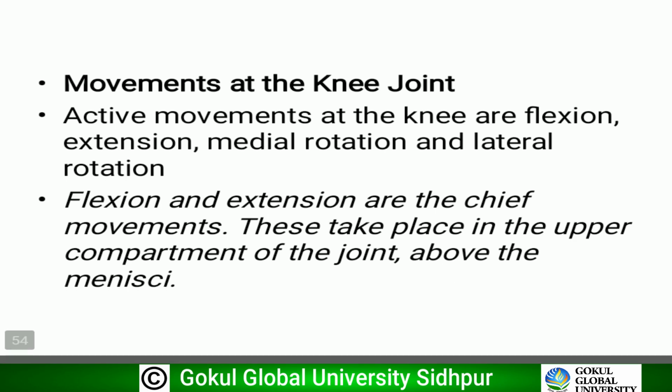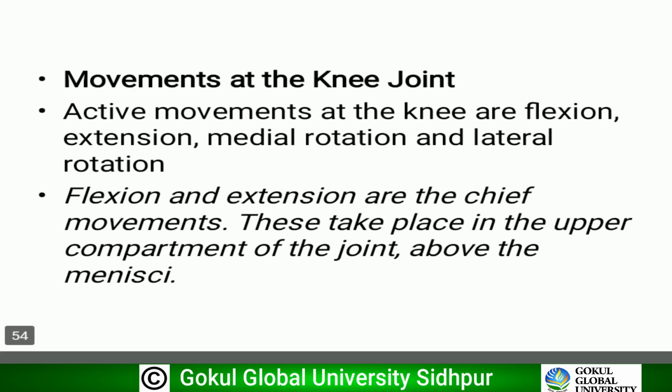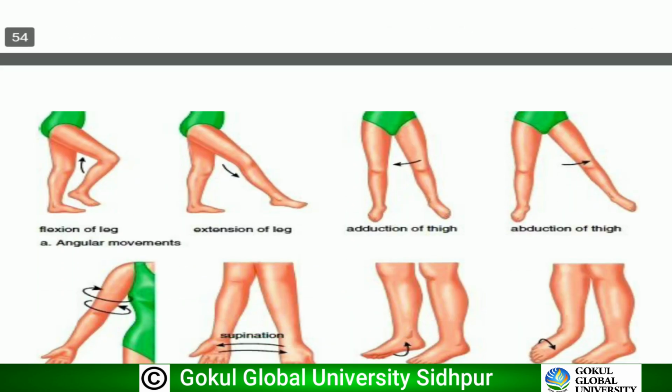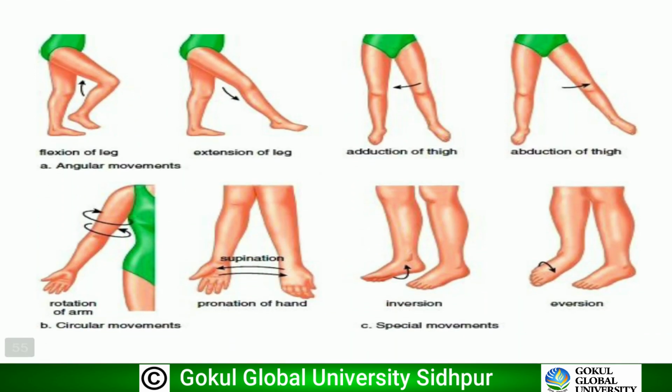Now, movements at the knee joint. Active movements at the knee are flexion, extension, medial rotation, and lateral rotation. Flexion and extension are the chief movements. These take place in the upper compartments of the joint above the menisci. This diagram shows the movements of the knee joint: flexion of the leg, extension of the leg, adduction of the thigh, abduction of the thigh.